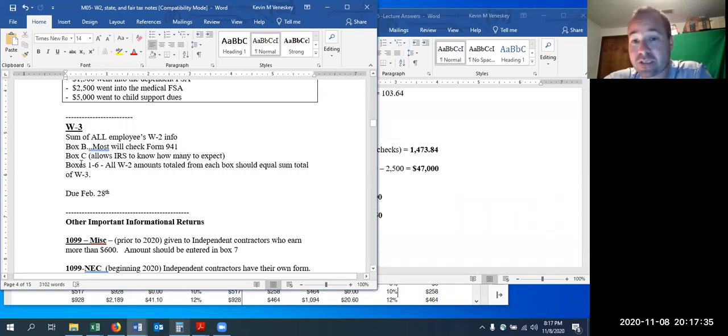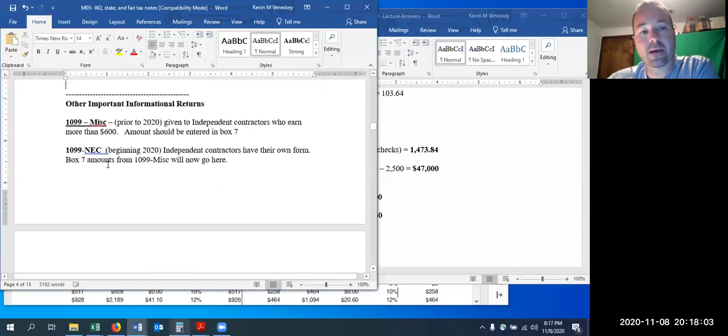And then boxes 1 through 6 are going to mirror boxes 1 through 6 of the individual employees. You're just going to add them all together. So box 1 would be all of your employees' amounts in one big number. Same for all the other boxes. Note here, you have an extra month to get this form W-3 into the IRS. So that's what the employer sends in as a summary of all their W-2s.